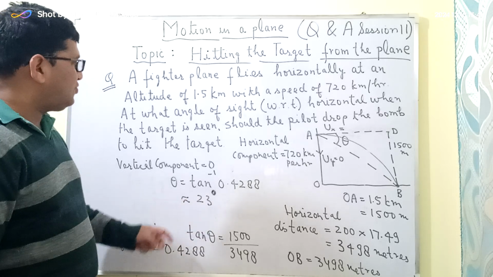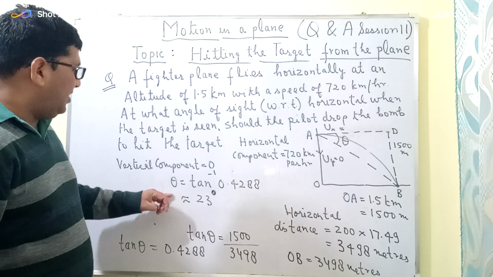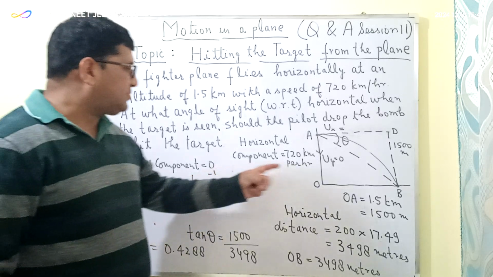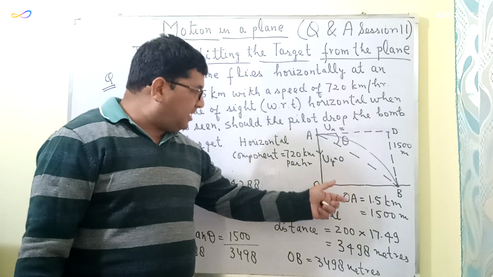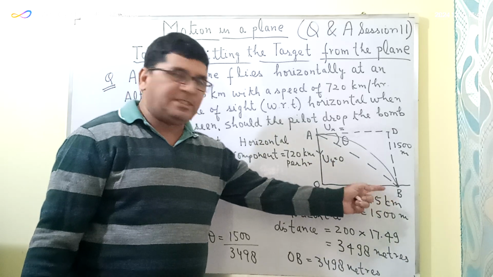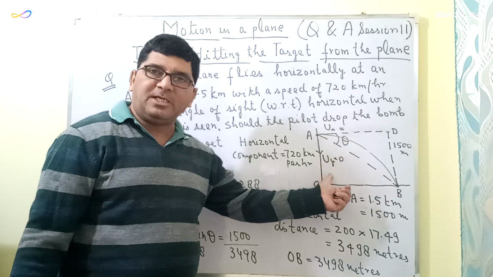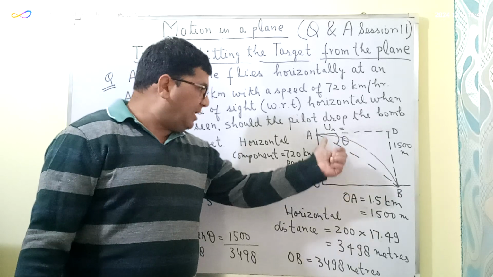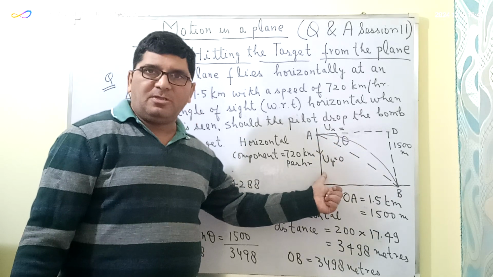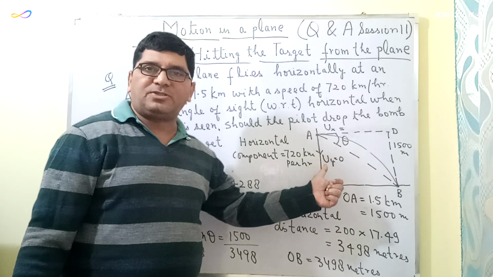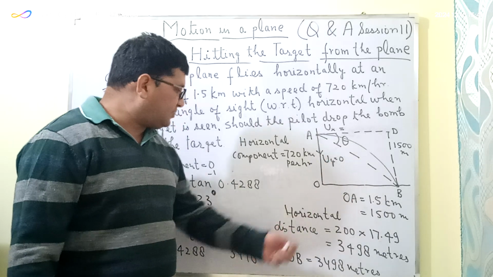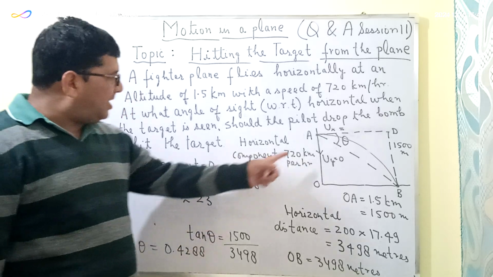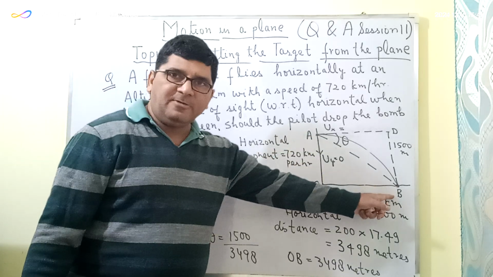So thank you very much for joining this session. In this session, the most important thing was the calculation of time taken by this bomb to hit the target, and that was calculated by considering its vertical motion. In the vertical motion, the initial velocity was 0. So by using the equation of motion, h is equal to ut plus half gt square, I was able to calculate the time taken by this bomb to hit the target.